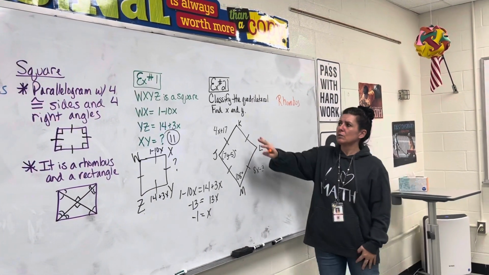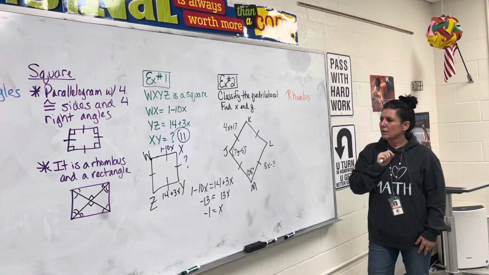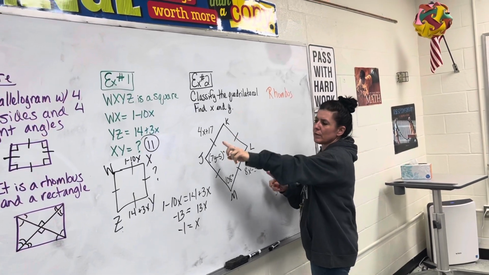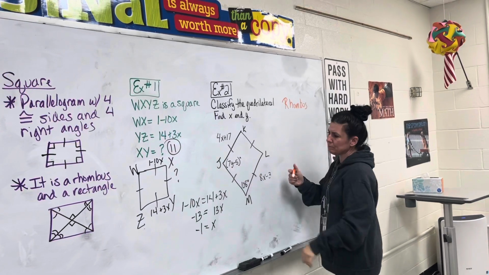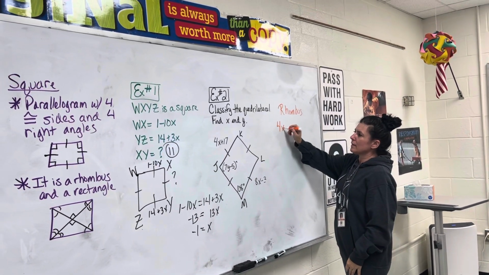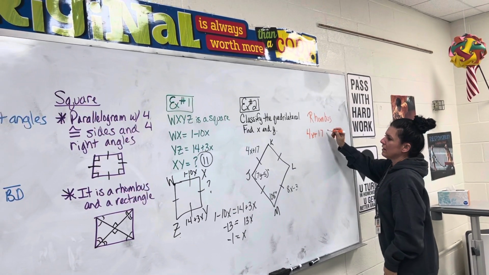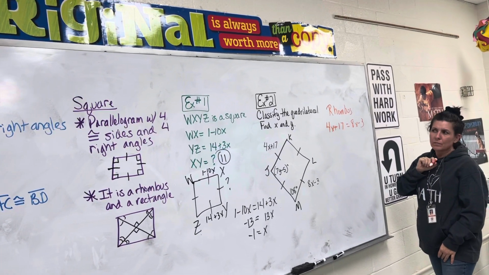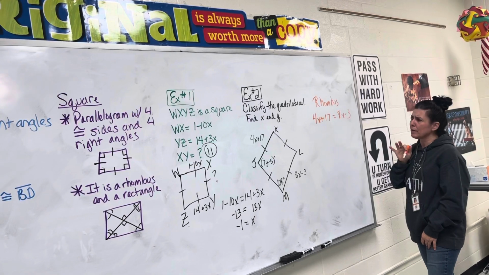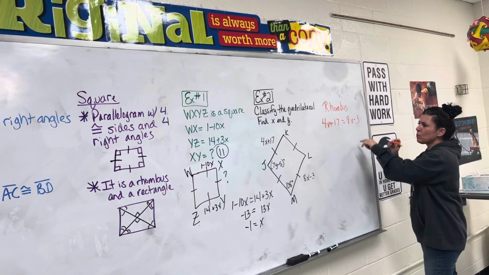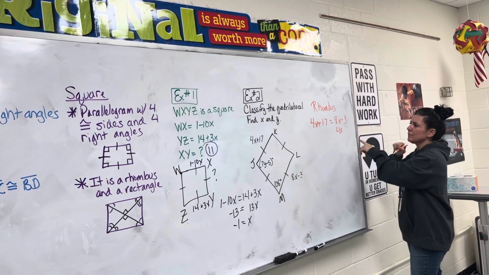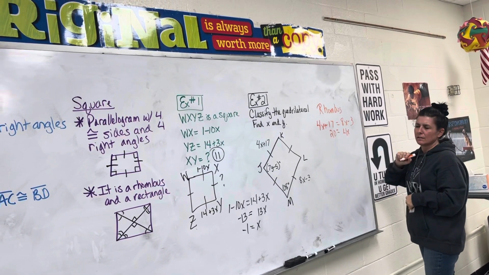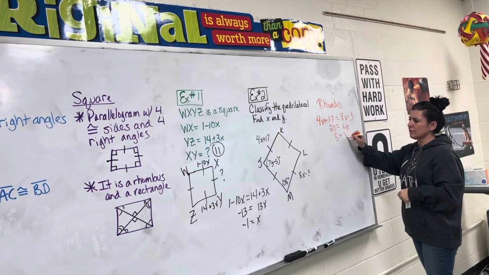The next thing we need to do is find x and y. Let's start with the easy one. Because it's a rhombus, we know that the opposite sides are congruent, which means we can set 4x plus 17 equal to 8x minus 3. We're just asked to find x, we don't have to plug it back in. When I subtract 4x, I get 4x on this side. I add 3, I get 20 on this side. Divide by 4, we get 5.